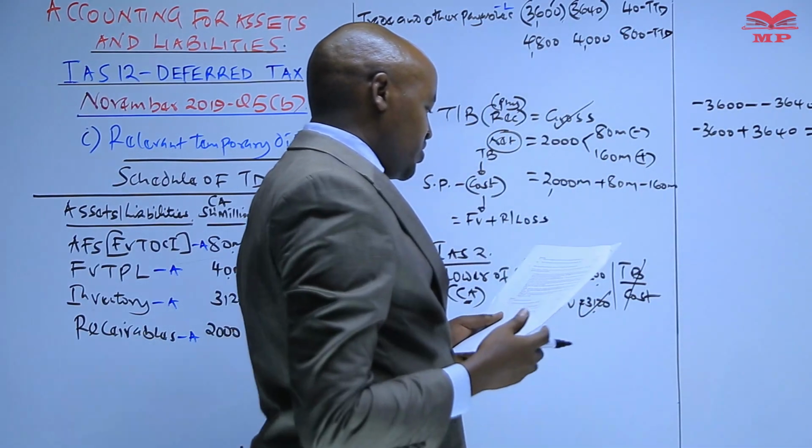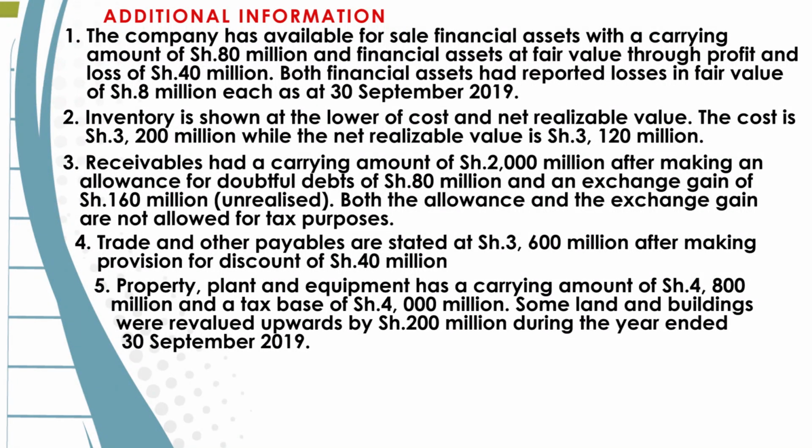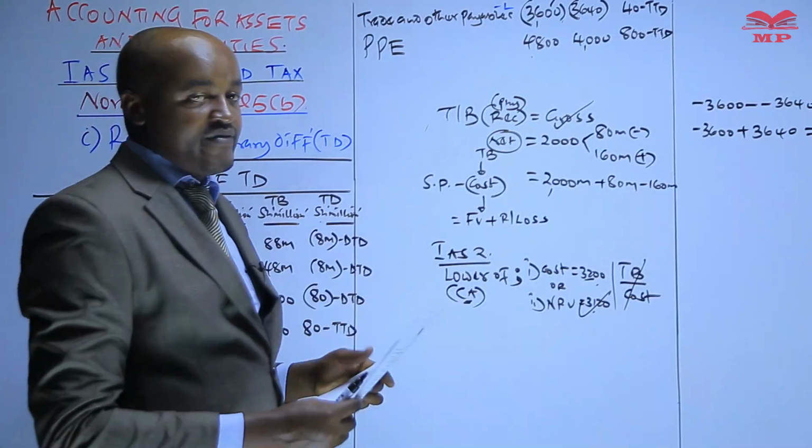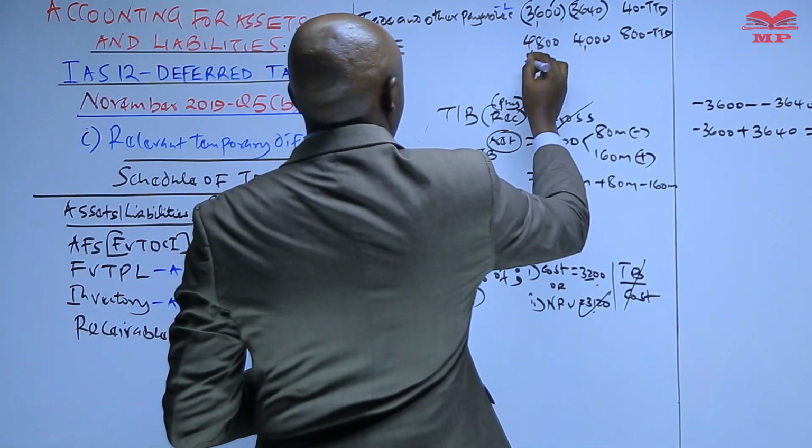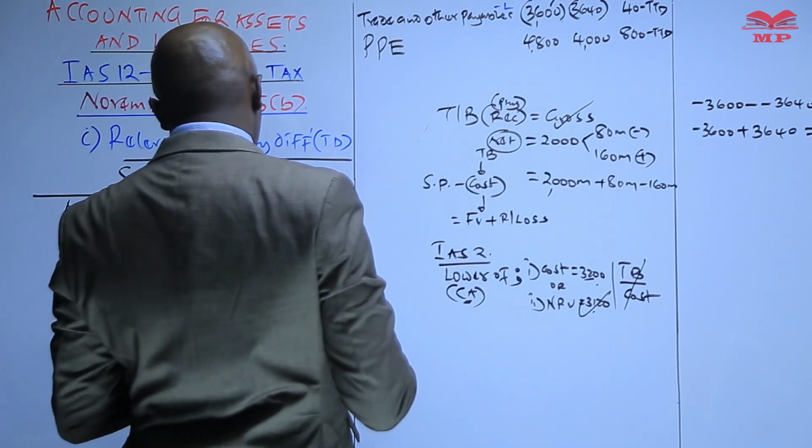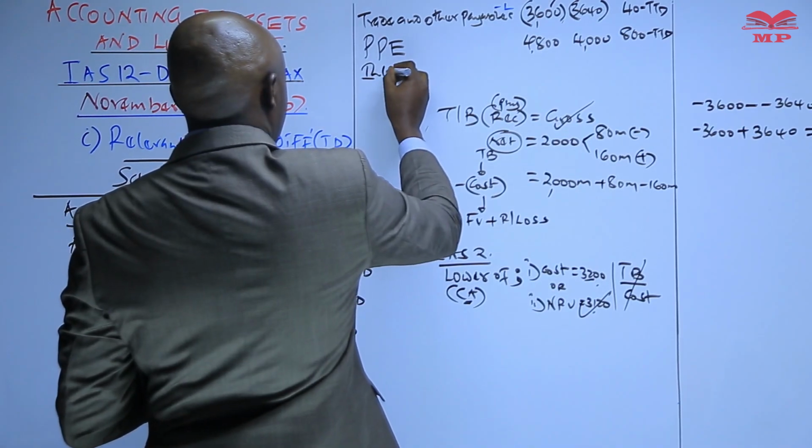But in the same point, we are told that some landed buildings were revalued upward by 200 million during the year. So this revaluation gain, we are going to compute something known as deferred tax expense on revaluation gain. That one we take into account specifically when preparing the deferred tax account. We don't capture that here because that revaluation has already been captured in the figure given, therefore 4,800, because automatically that is the revalued amount. And then finally we have intangible assets.